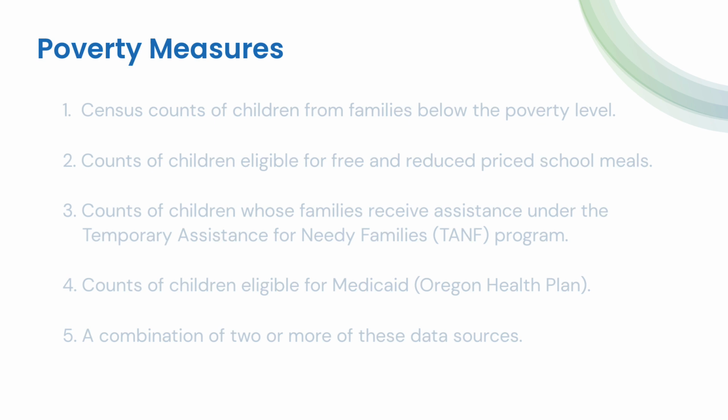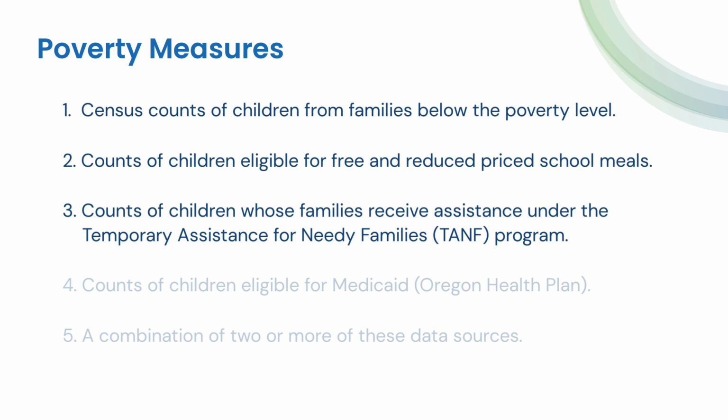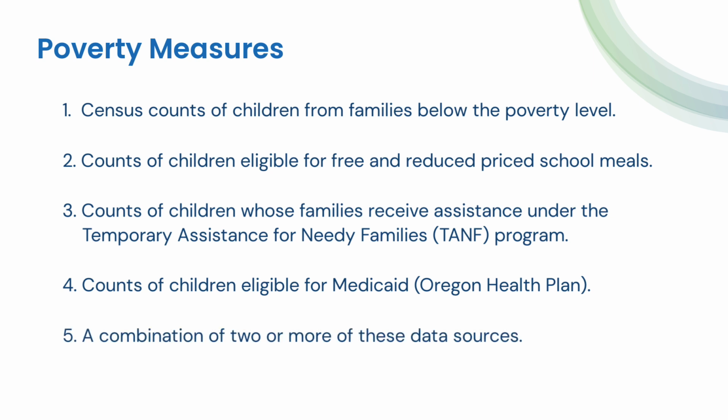The 5 measures are: 1. Census counts of children from families below the poverty level. This is the same data used by the federal government to allocate Title I-A funds to districts. 2. Counts of children eligible for free and reduced price school meals. 3. Counts of children whose families receive assistance under the Federal Welfare Program, Temporary Assistance for Needy Families, or TANF. 4. Counts of children eligible for Medicaid or the Oregon Health Plan. Or 5. A combination of 2 or more of these data sources.